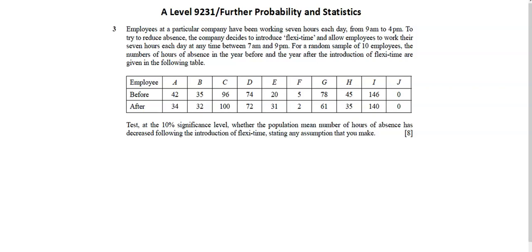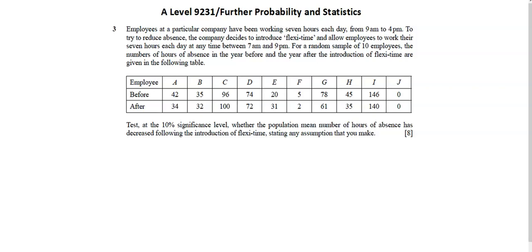This is the specimen paper for 9231 Further Probability and Statistics for the 2020 exam series, question 3. Employees at a particular company have been working 7 hours each day from 9 a.m. to 4 p.m. To try to reduce absence, the company decides to introduce flexi-time and allow employees to work their 7 hours each day at any time between 7 a.m. and 9 p.m. For a random sample of 10 employees, the numbers of hours of absence in the year before and the year after the introduction of flexi-time are given in the following table.